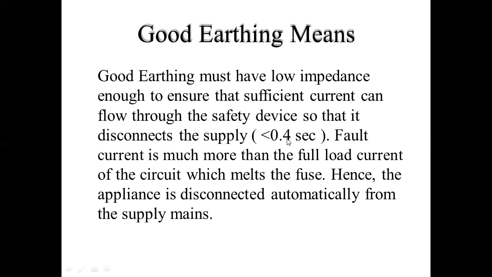That's the main point. And how fast the leakage current will flow to the earth is also very important, because within a fraction of a second the equipment may get damaged because of high voltage or high current due to any abnormal conditions. So there is a disconnection of supply in less than 0.4 second. That is what we can call good earthing, meaning the immediate discharge of leakage current should take place.